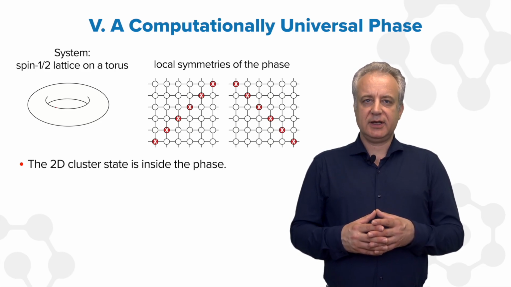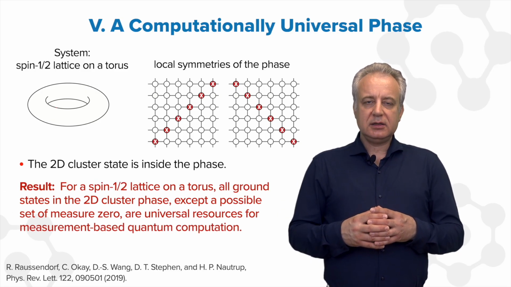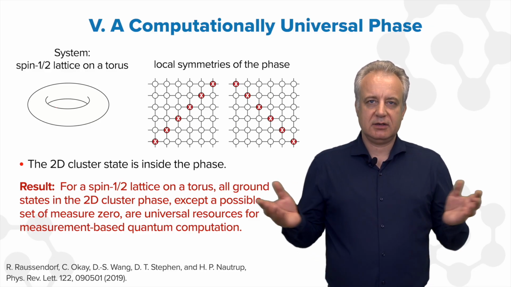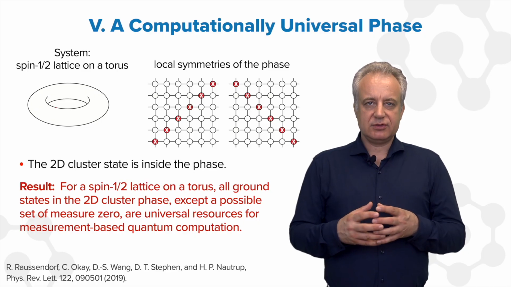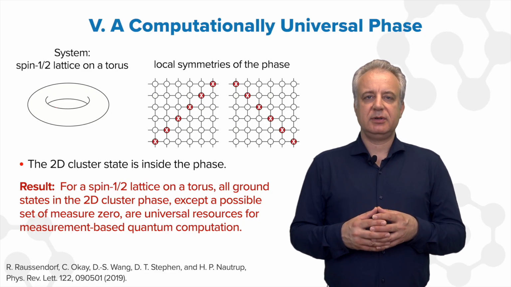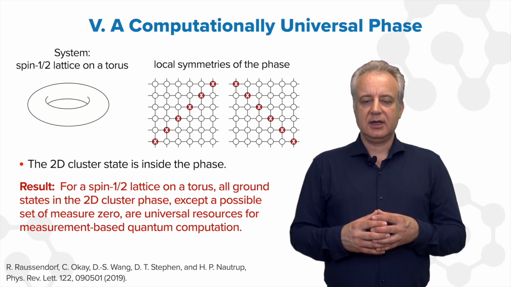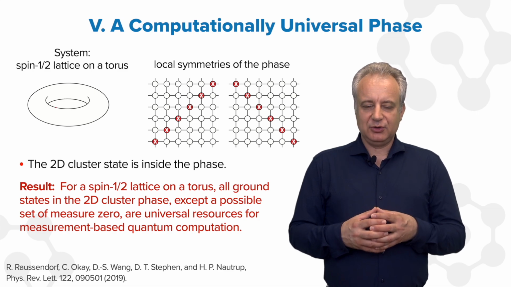And for this phase, we can say, and this is now the main result, that all states in it, all ground states in it, except maybe a set of measure 0, all of these states are resources for universal measurement-based quantum computation. Okay, so that was our first universal quantum computational phase.